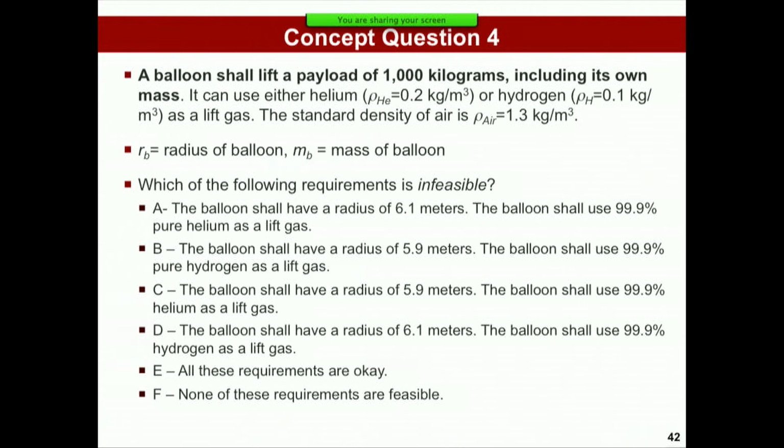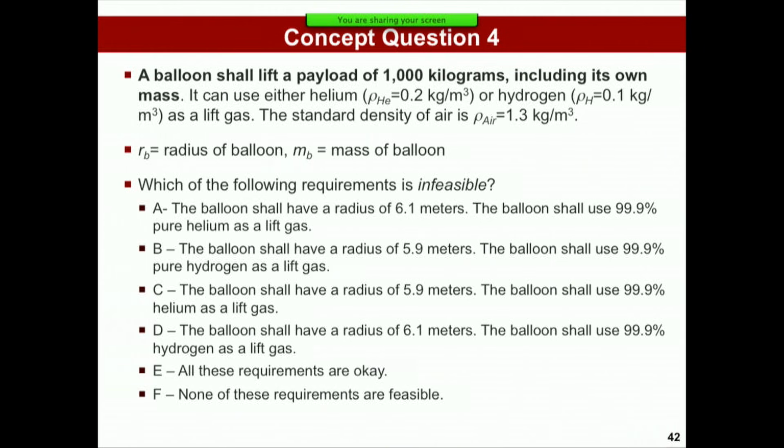Which of the following requirements is infeasible? A, the balloon shall have a radius of 6.1 meters, and the balloon shall use 99.9% pure helium. B, a radius of 5.9, and the balloon shall use 99% hydrogen as a lift gas. And then 5.9 meters helium, 6.1 meters hydrogen. E, all these requirements actually are okay, or none of these requirements are feasible. Okay, so I'll give you 3 minutes to try and figure this out, and then I'll show you the solution.